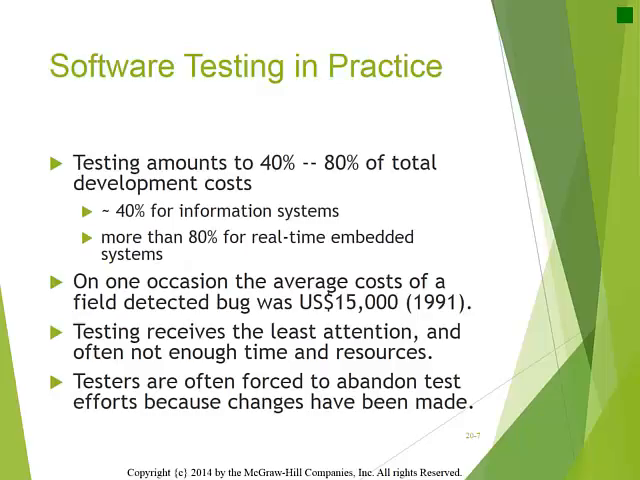Testing amounts to 40 to 80% of the total development cost: 40% for information systems, more than 80% for real-time embedded systems. On one occasion, the average cost of a field-detected bug was $15,000 in 1991.